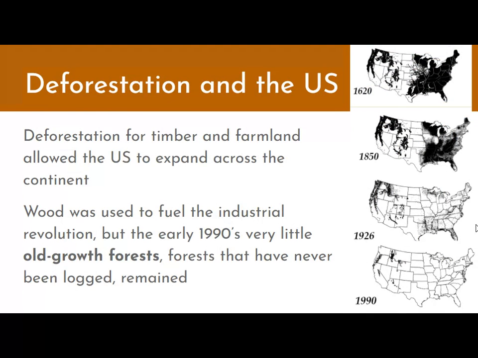Worldwide, and more specifically, looking in our backyards, deforestation for timber and farmland allowed us to expand across the continent. So in 1620, all of the black portions of this map were forest. When colonizers first got here, this is what our forests looked like. In 1850, colonization continued, and you can see that it started on the coasts and started to work inwards.